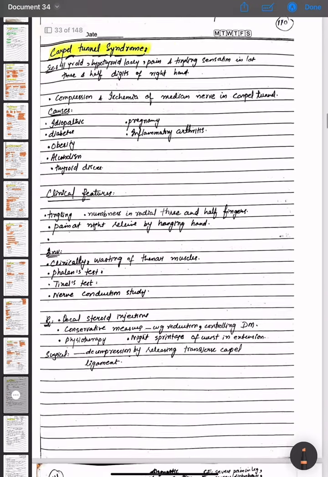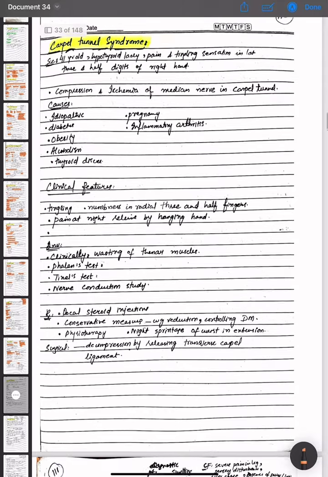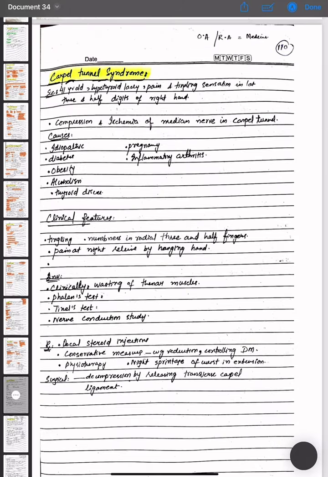Now coming towards carpal tunnel syndrome. We have a scenario of a 41-year-old hypothyroid lady with pain and tingling sensation in the 3.5 digits of the right hand. So compression and ischemia of the median nerve in the carpal tunnel is the diagnosis here. What are the causes of carpal tunnel syndrome? These are idiopathic, diabetes, obesity, alcoholism, thyroid disease, pregnancy, inflammatory arthritis.